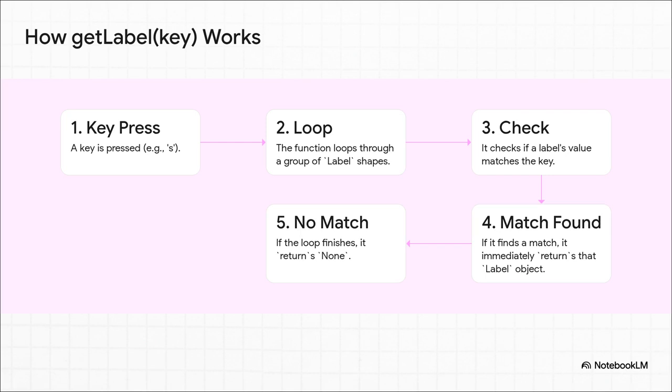It loops through a whole group of labels on the screen, looking for one that matches the key you pressed. The instant it finds a match, bam, it immediately returns that specific label object and stops looking. And if it goes through the entire list and finds nothing, it returns None, which tells our program, sorry, couldn't find what you were looking for.